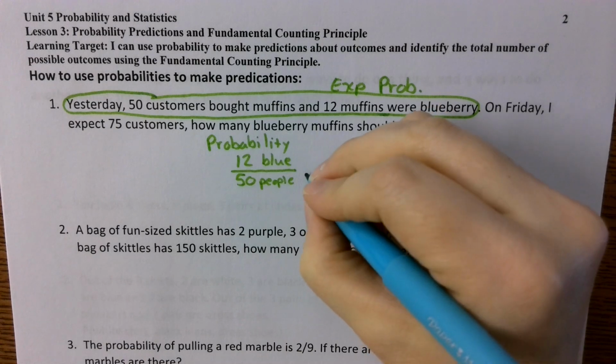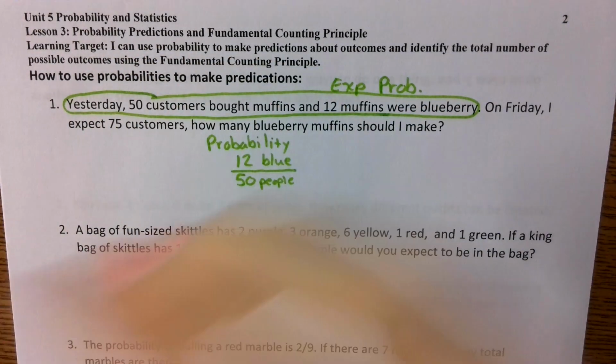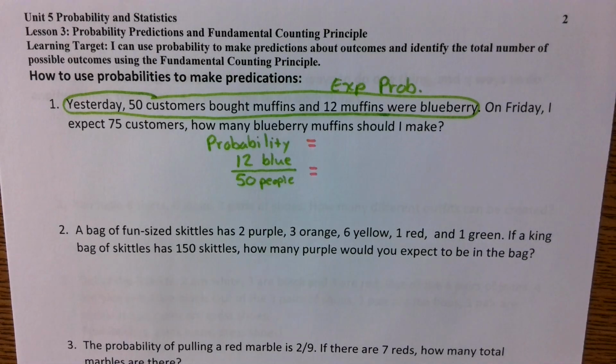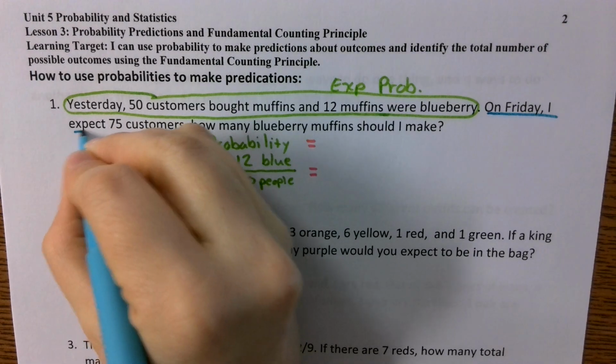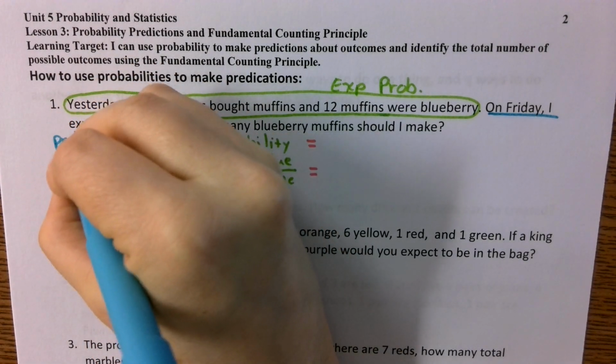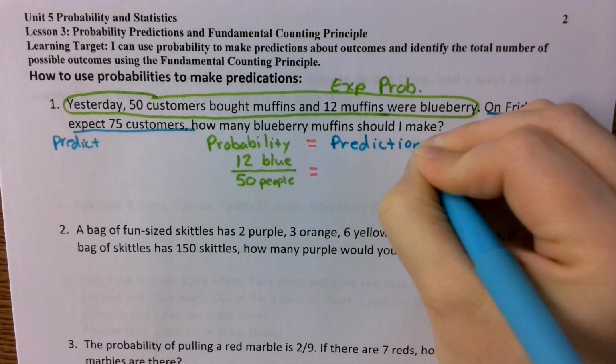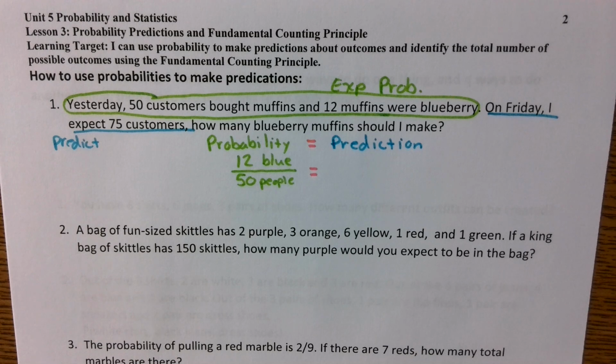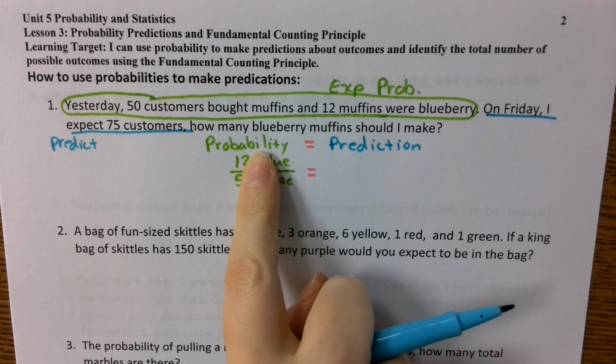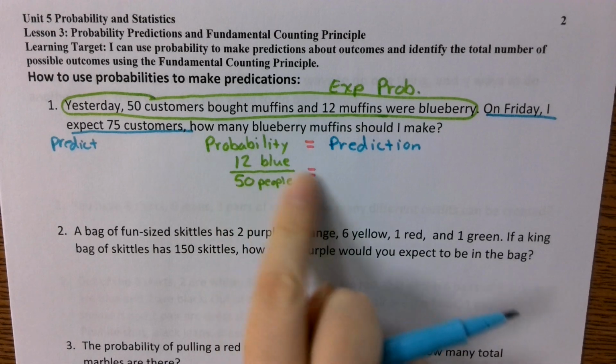So now I am preparing for Friday. So that's where my prediction comes in, because do I know how many exact people are coming in on Friday? No. I'm expecting around this many people, but it's not exact. So that's going to be my prediction portion. So we're creating what we call the probability prediction proportion. You create your probability, you set it equal to what you're predicting, and you solve it using proportions.